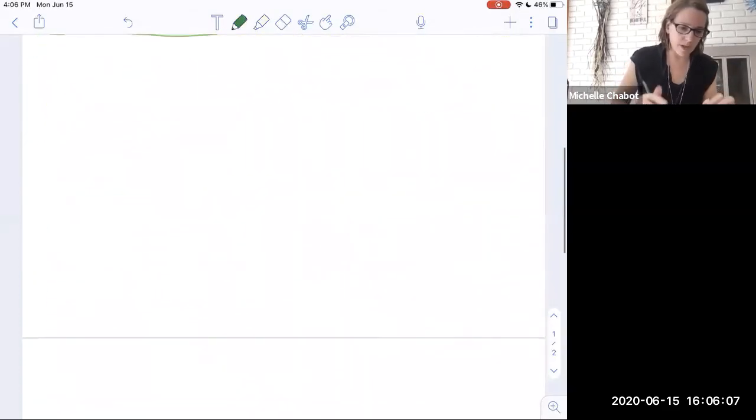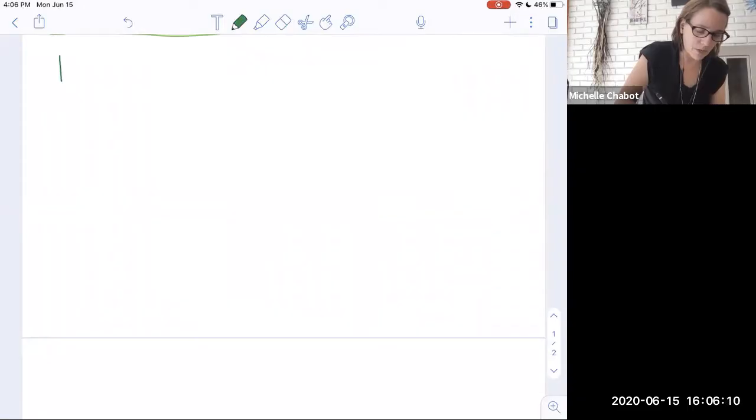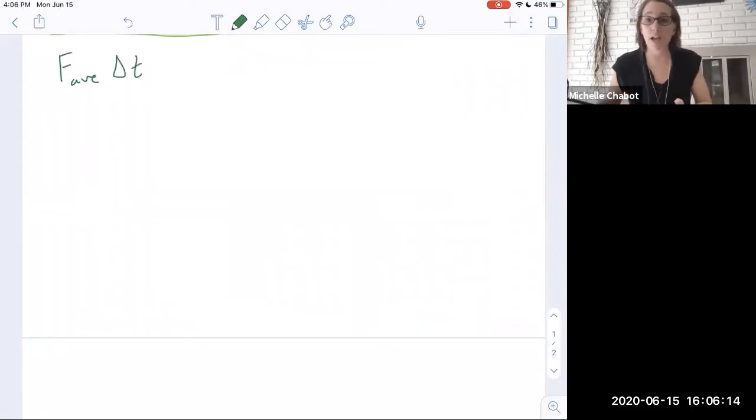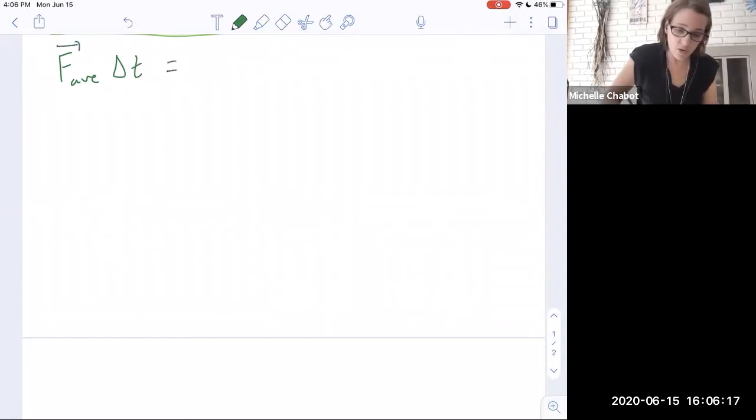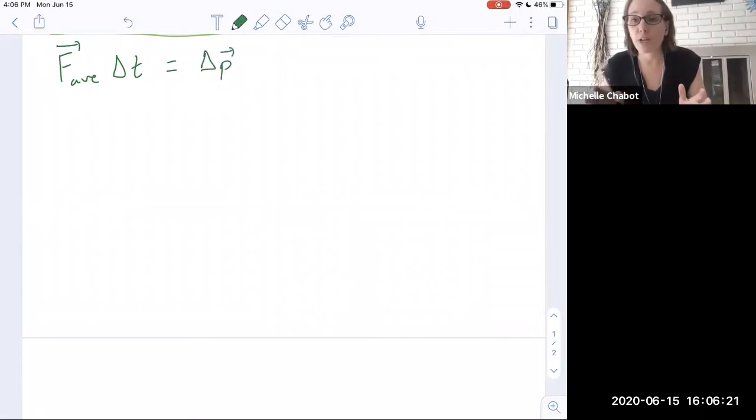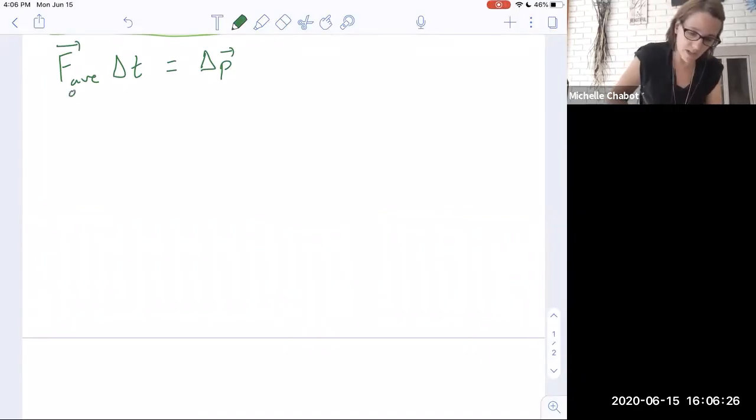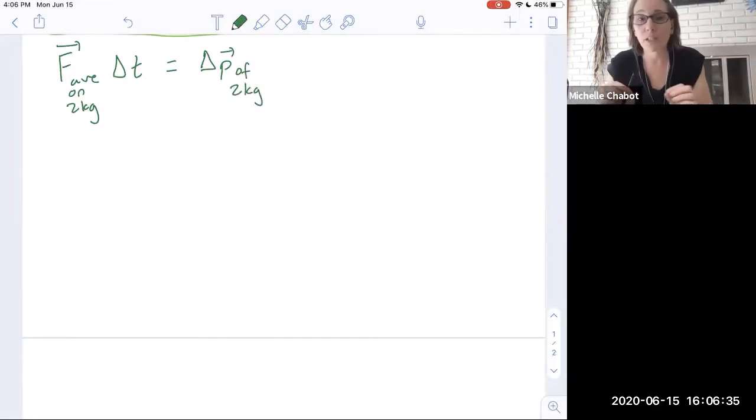So if we look at our impulse-momentum relationship, we know that the average force experienced times time is going to be equal to the change in momentum of that object. So again, this is on a single object. So the average force experienced, in this case, on the 2 kilogram object means that we want to know the change in momentum of the 2 kilogram object only. So we are only isolating just the 2 kilogram object and looking at the change in momentum of it.